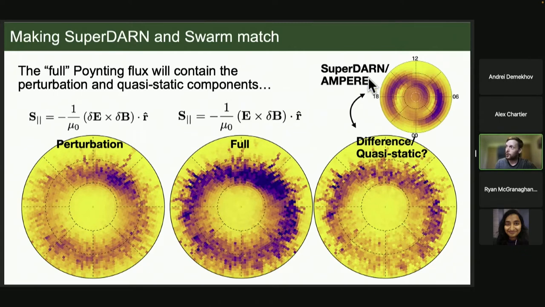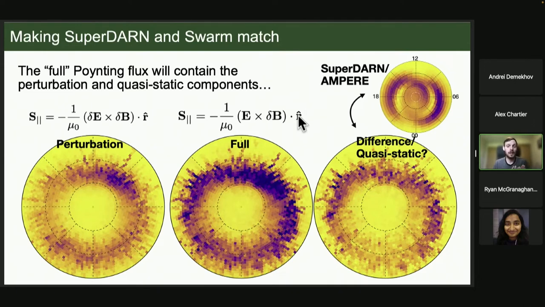And then I've put the SuperDARN AMPERE pattern in the top right, and you can see that these two, this Swarm difference plot and this SuperDARN AMPERE plot, line up much nicer with each other. So what this tells us is SuperDARN AMPERE isn't very good at picking up small scale stuff right now if you use the fitted products, which is a very obvious thing to say, but this process kind of proves it.